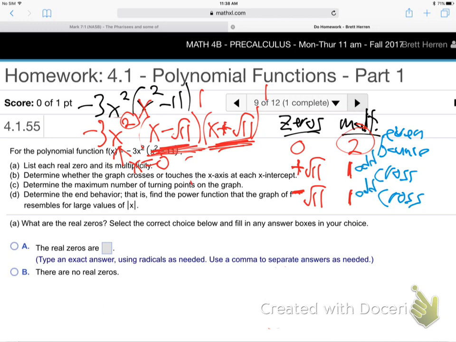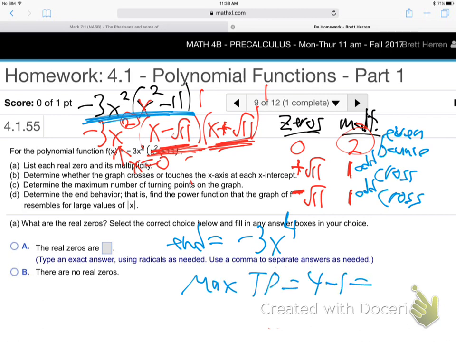And the rest. What's the end behavior? Let's do that. If you FOILed this out, you just go back to the original. If you FOILed that out, what would be the front term? Negative 3x to the 4th, huh? Yeah. So it's going to go down, isn't it? And max TP, max turning points, is 1 less than the highest power, 3. Yeah. Good. All right. I'll move on if that's okay.